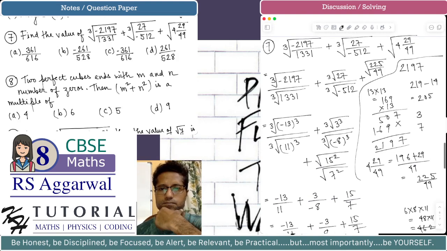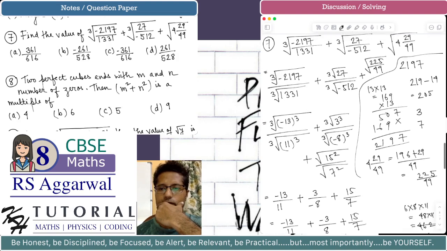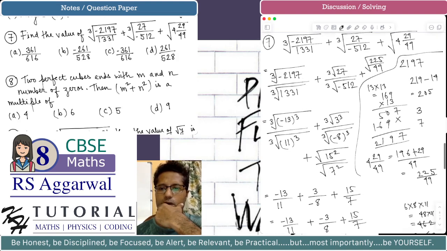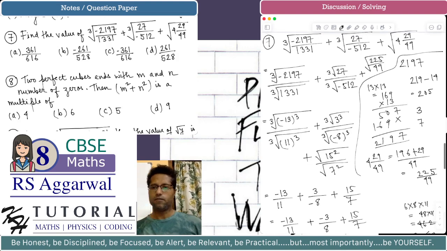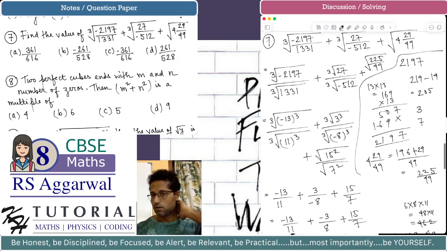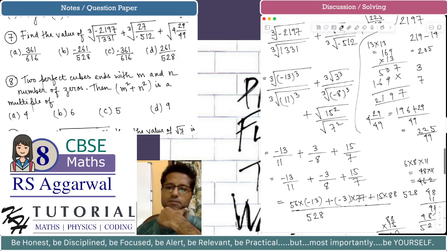So we are having minus 13 by 11, and we are having 3 by minus 8 and 15 by, oh sorry, so that was square root. The last term was square root of 225 by 49, which is 225 is 15 square and 49 is 7 square, that is 15 by 7. Okay, so minus 13 by 11 plus minus 3 by 8 plus 15 by 7.